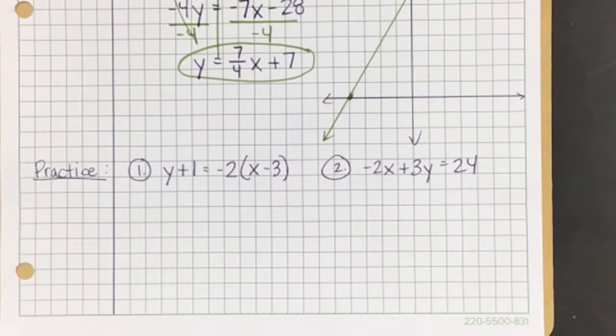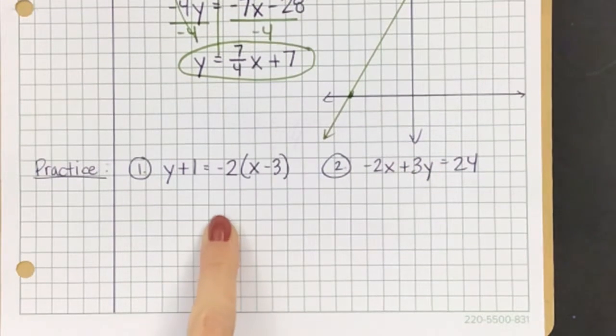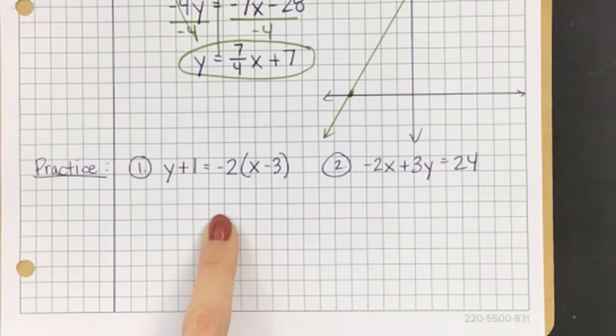We're gonna go over it real quick. Yeah, I'll show you. As soon as I'm done, we're almost done. Are you guys ready to go over these? What did you get for number 1? Y is equal to negative 2x plus 5.